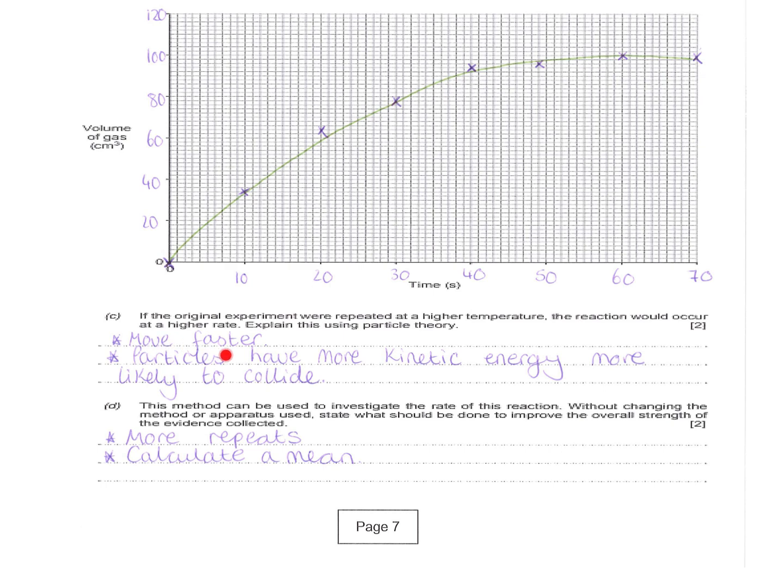So the particles move faster, the particles have more kinetic energy, so more likely to collide. This leads to more successful collisions because remember, particles are always colliding. It's only when they collide with enough energy are they successful. This method can be used to investigate the rate of reaction without changing the method or the apparatus used. State what could be done to improve the overall strength. More repeats, doing it more often, and then you can calculate a mean. That means you can identify anomalies as well.